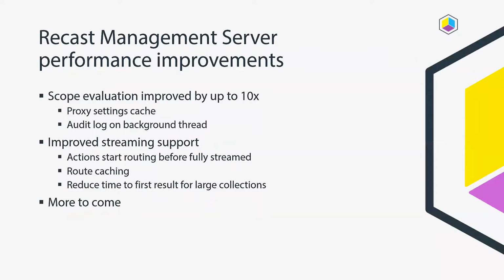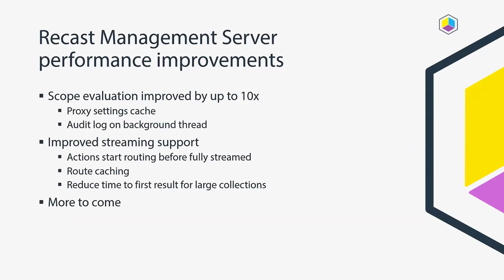As far as some of the performance improvements go, we improved our scope evaluation performance by up to 10x. So for those of you using Recast scopes as a way to limit your permissions or to define where you run your right-click tools, you'll see a big improvement in performance in 4.3. And we did that by introducing a proxy settings cache. We moved the audit log to the background thread. We did a couple of other things there that we're not going to go into depth on.